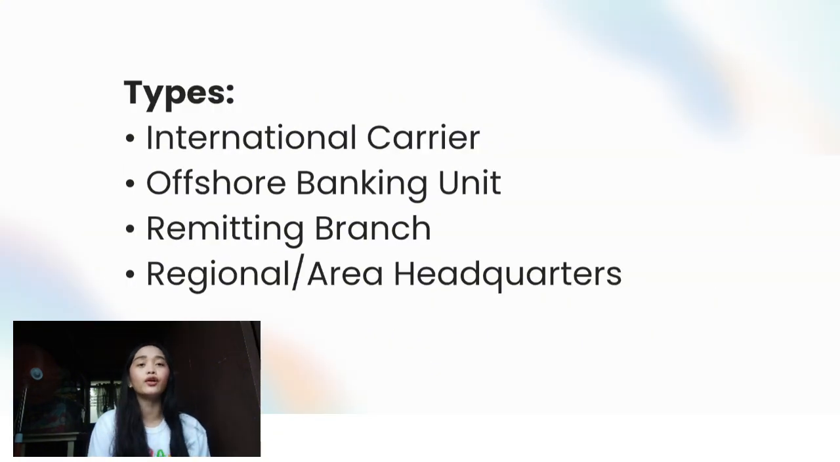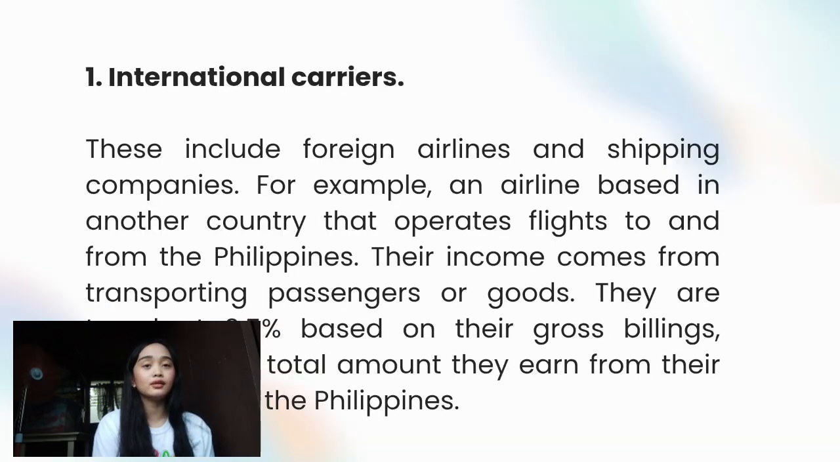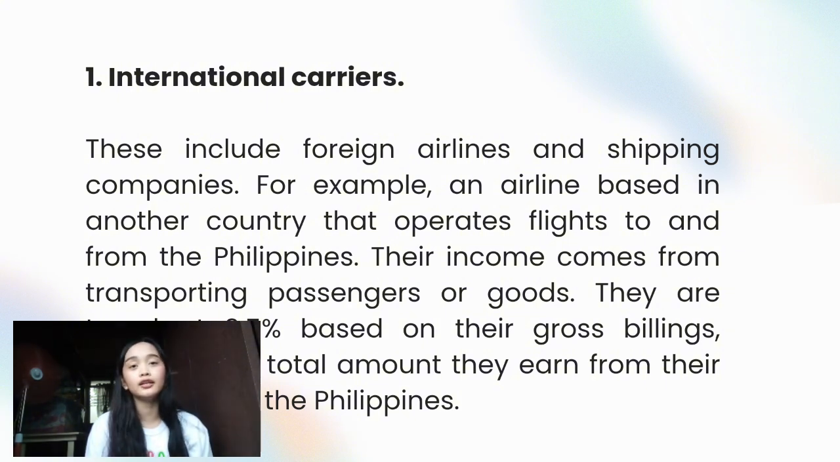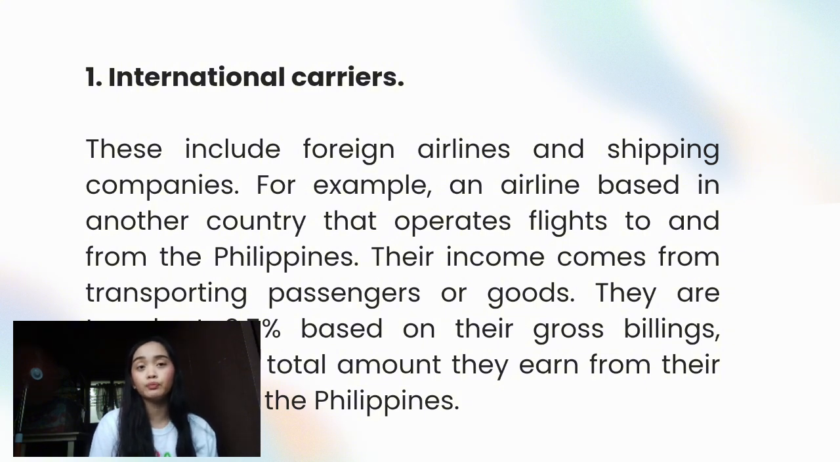So these are the four main types of special resident foreign corporations. So what are those? First, we have the international carriers. So these include the foreign airlines and shipping companies. So for example, an airline based in another country that operates flights to and from the Philippines. Their income comes from transporting passengers or goods, so they are taxed at 2.5% based on their gross billings, meaning the total amount they earn from their operations in the Philippines.